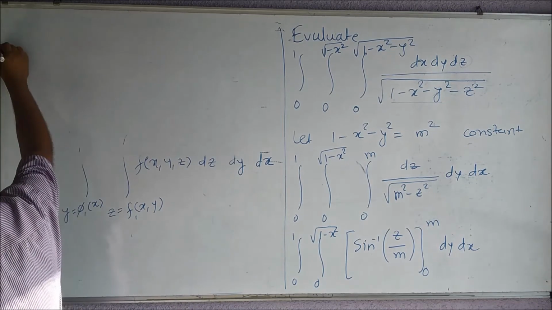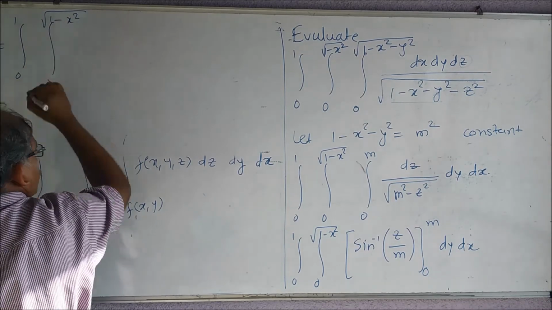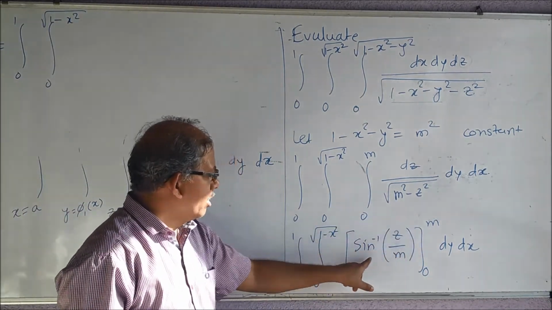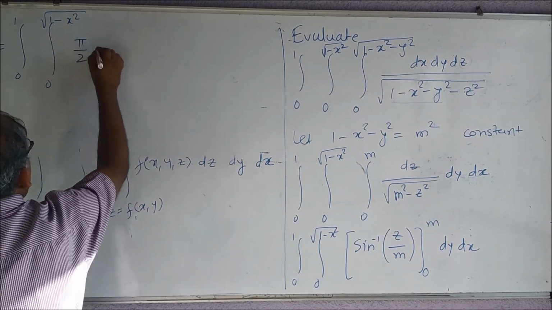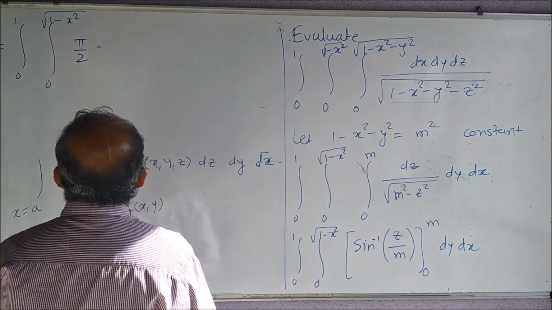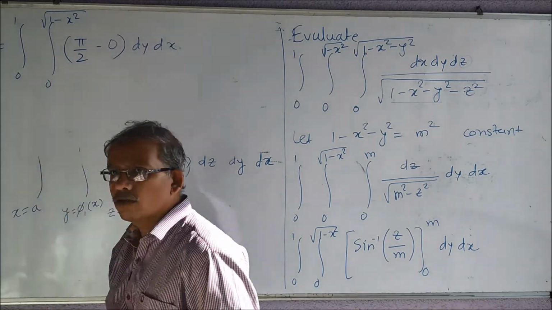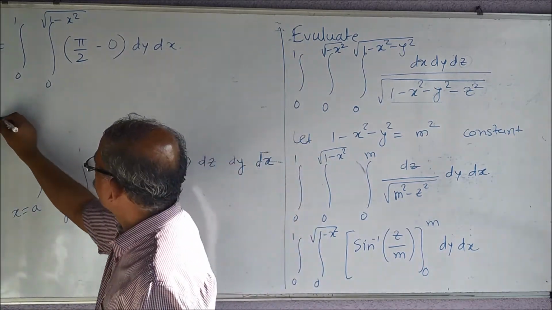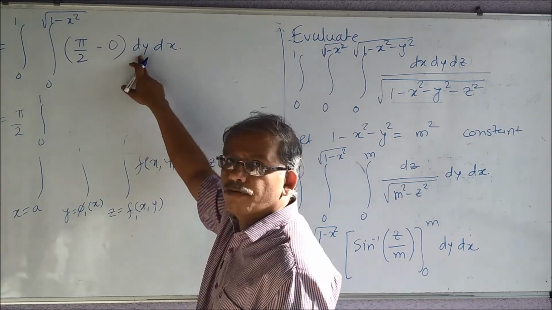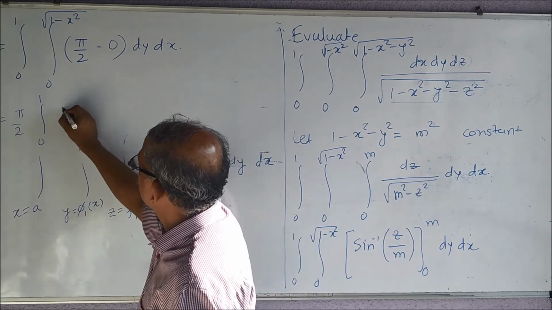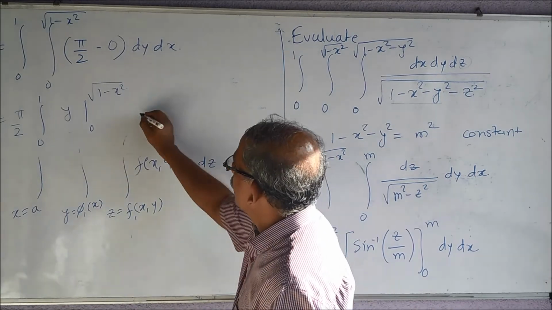So this is further equal to the integral from 0 to 1, and 0 to under root of 1 minus x square. Now see here, if I put the limits, sine inverse of 1 will be pi by 2, so pi by 2 minus, when you put 0, it will be 0. Now this is dy and dx. It's a pure constant, so I'll take it outside directly. In the inside integration, I am evaluating with respect to y. So this will be y from 0 to under root of 1 minus x square, and then dx.